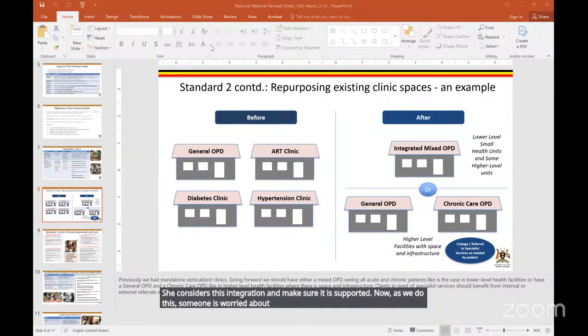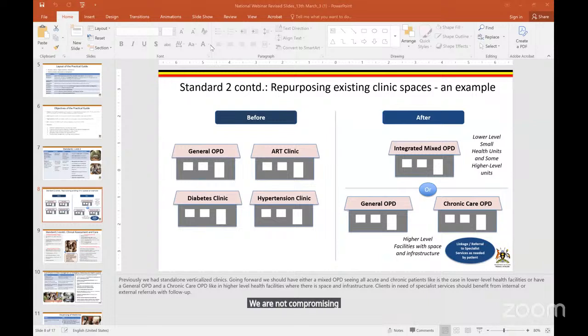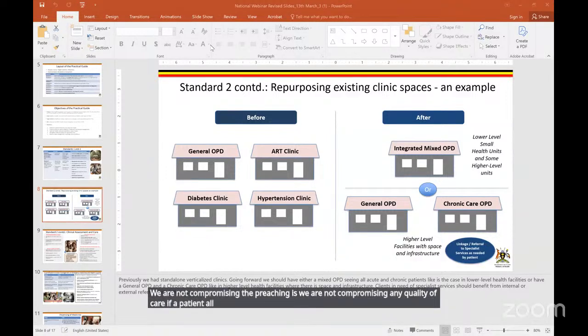Now, someone is worried about records keeping and whether we are not going to lose a lot of patient-level data. Yes, the systems are still parallel, something which we think the ministry is working up to. But as we do this, we are not compromising any quality of care. All these parameters that we have been picking from patients, including the audit tool, including entering data into the EMR, that is going to be taken care of. We are now looking at how we build capacity.